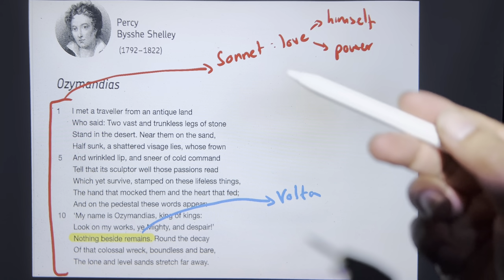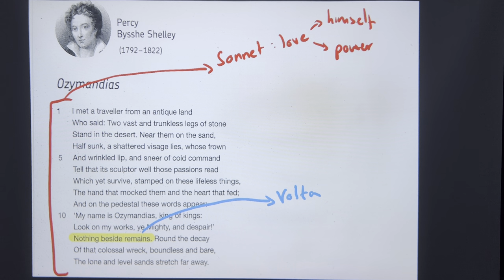So that is a structural device we can talk about, and there is one quote that you can learn for your exam. If you want to go there, this part over here is also a caesura. Remember, guys, a caesura is when there is a pause in the middle of a line, when the writing does not carry on. And all of that, guys, gives emphasis to the idea that nothing beside remains.